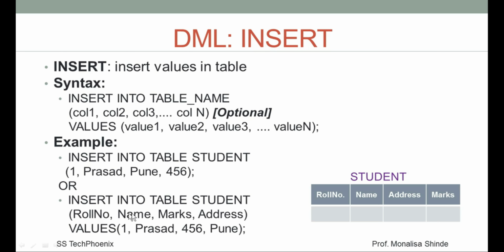Now, roll number, name, marks and address. Here you can see the sequence of the last 2 columns is interchanged. Still, if we provide the correct values in the same sequence which we have written here, then the values will be correctly stored in the database. Means 1 will go into roll number, Prasad into name, 456 into the marks column, and Pune into the address column. Then also this query will work correctly.